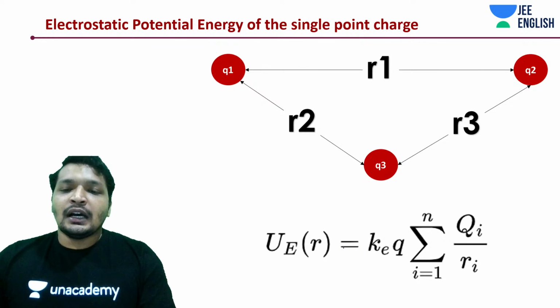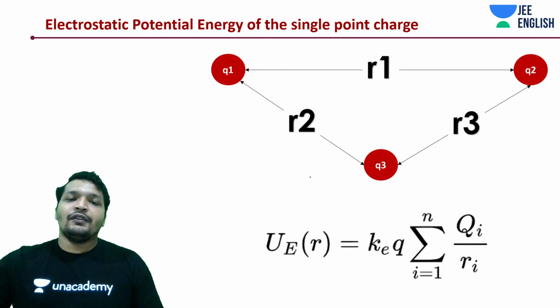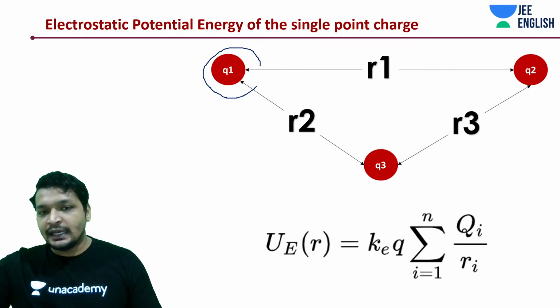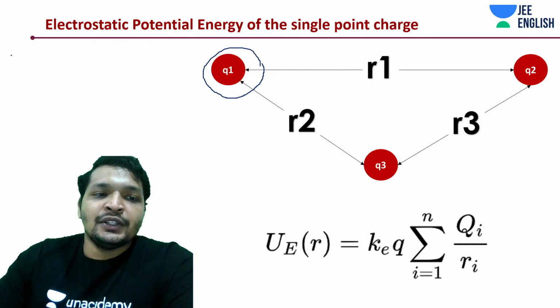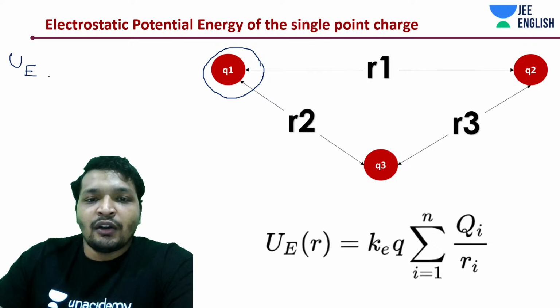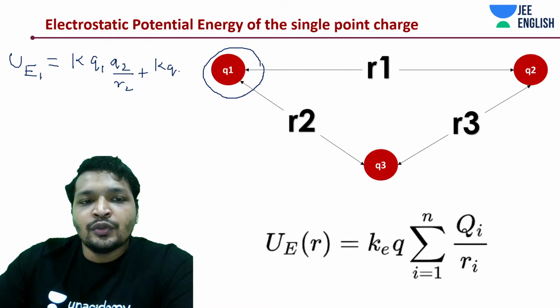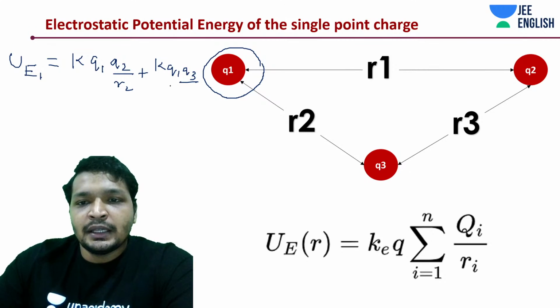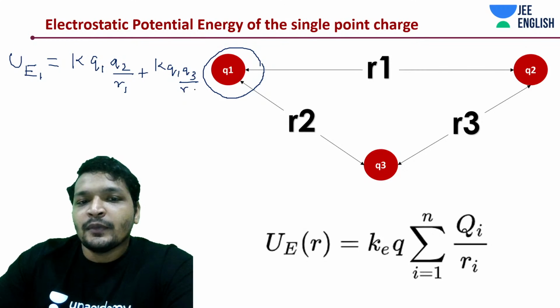All right. But what about a single charge? I told you the single charge also has a potential energy. For example, in this case, Q1 has some potential energy. What is the potential energy of Q1? In many cases, the potential energy of Q1 in this case, I'm going to call this UE1, is going to be K into Q1 Q2 divided by R1, plus that of K into Q1 Q3 divided by R2.